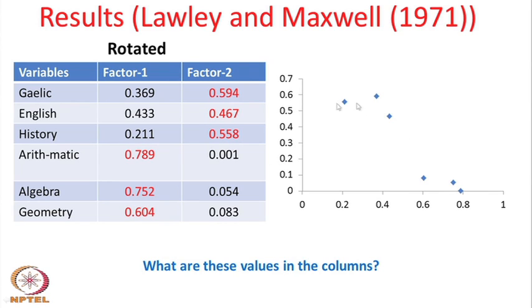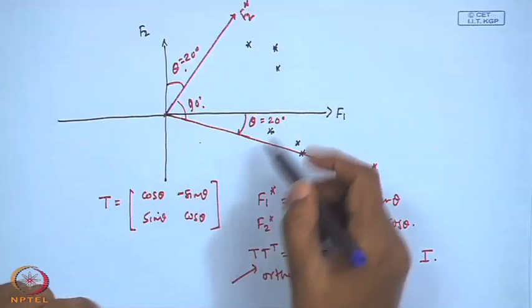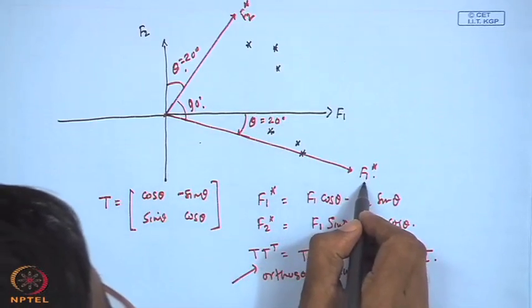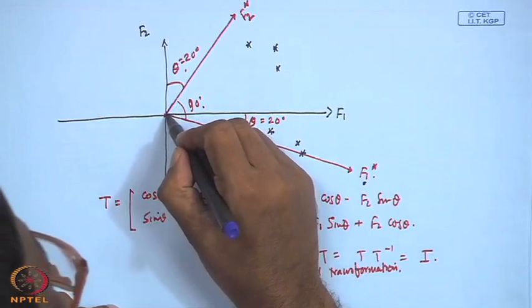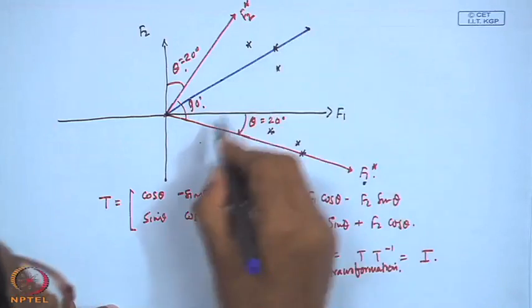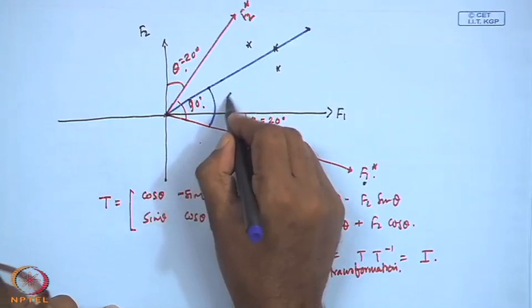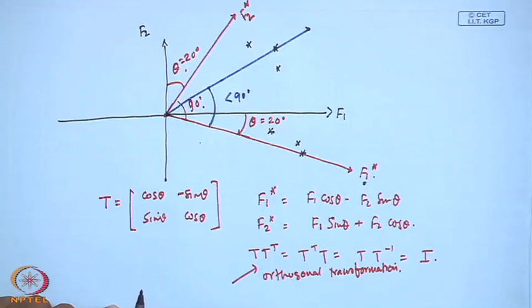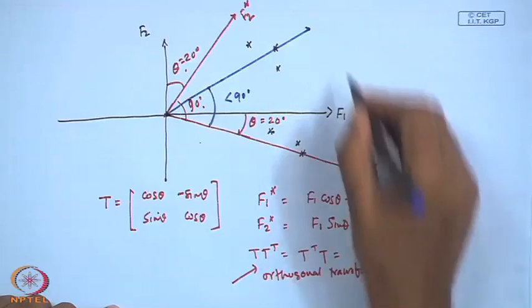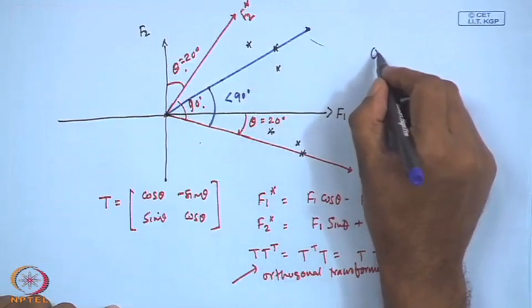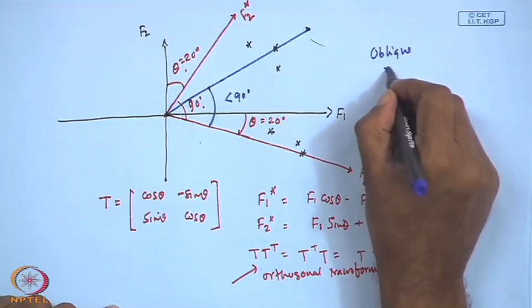But here another issue comes up. If we go for some other type of rotation which is not orthogonal, suppose I keep this axis like this, but rotate the other axis like this, so that I make this angle less than 90 degrees, then this will be known as oblique rotation.